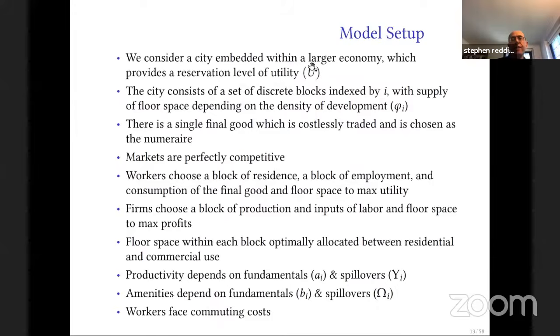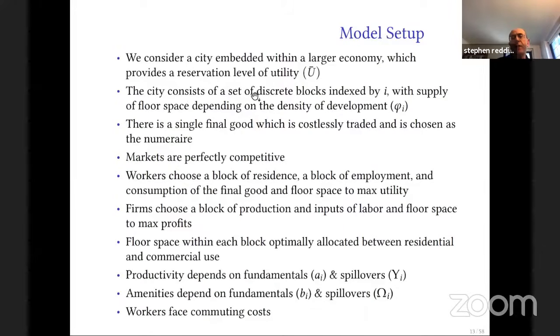And so we're going to think of that wider economy as providing a reservation level of utility U bar. Individuals are mobile with that wider economy. And so if they live in Berlin, it's going to have to offer them an expected utility that is equal to that reservation level of utility in equilibrium.